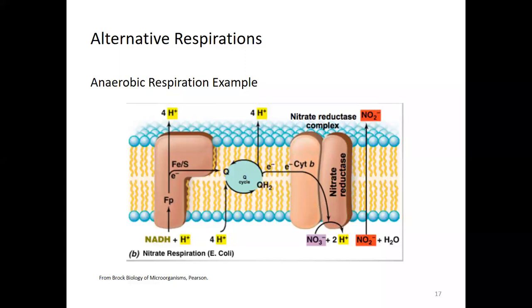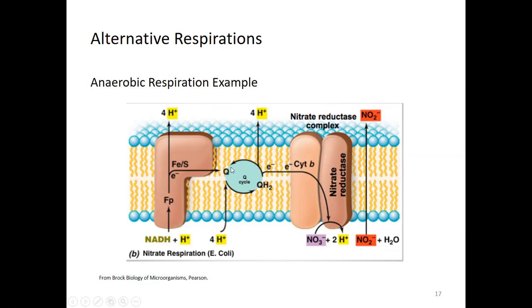This can happen in E. coli. So E. coli can breathe oxygen if it's available, but you can also put E. coli in an oxygen-free environment, and it can still respire. What it will do is break down glucose through glycolysis and the TCA cycle to produce a bunch of NADH. And then it will take that NADH and pass the electrons to this alternative electron transport chain.